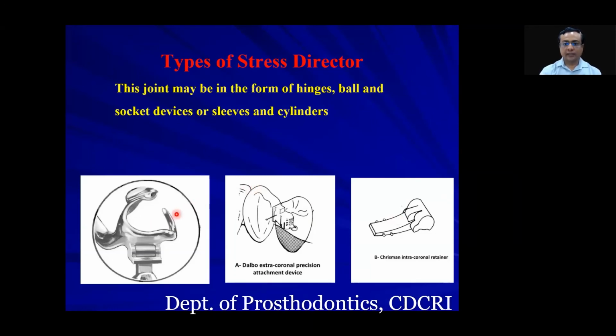So this joint can be either in the form of a hinge joint or ball and socket joint, or can be in the form of sleeves and cylinders. And these are the commercial hinge joints. These are different types of hinge joints which are commercially available.